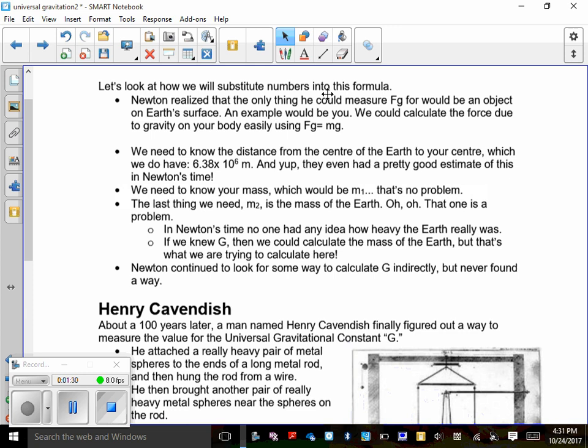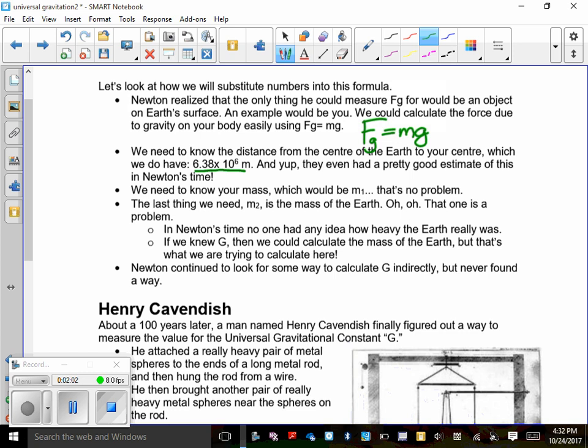Okay, the only thing we could measure Fg would be an object on Earth's surface, like you. We could calculate the force due to gravity on your body easily using Fg equals mg. And again, I want to remind you that that F should be a subscript. It just didn't come through on the smartboard here. The distance from the center of Earth to your center, I'm going to tell you that's 6.38 times 10 to the 6 meters.